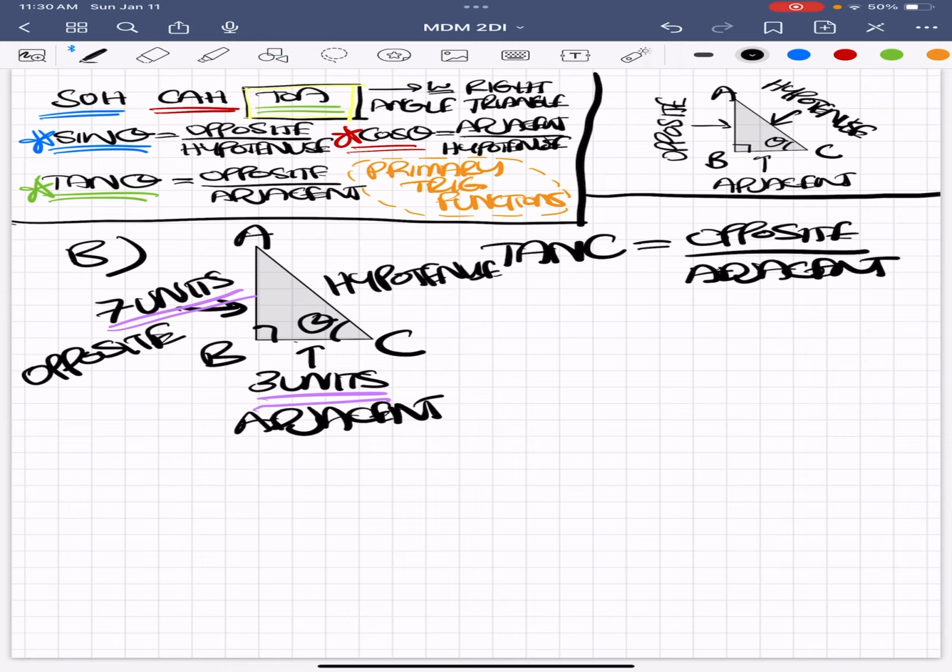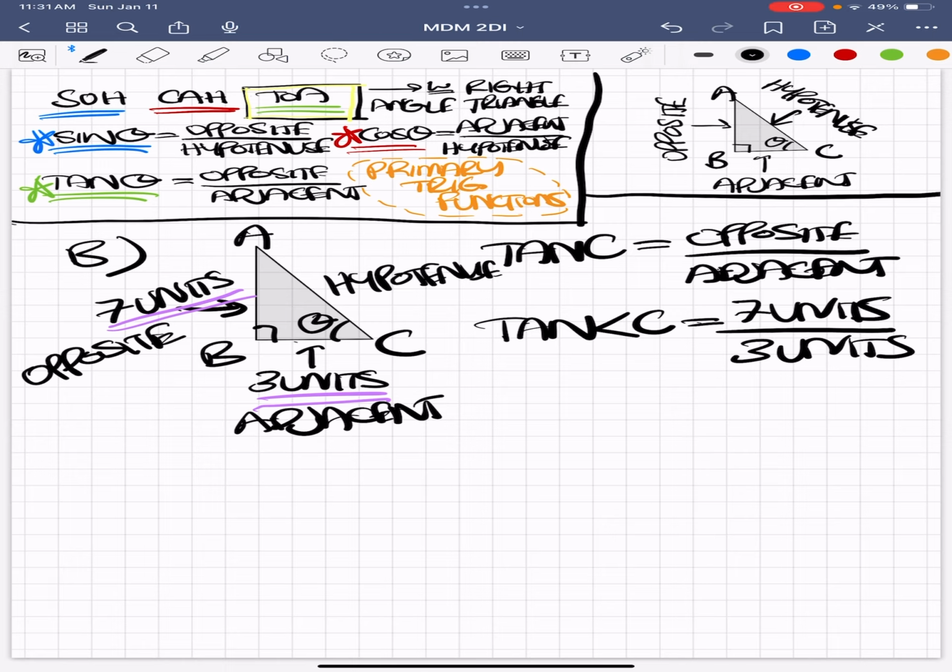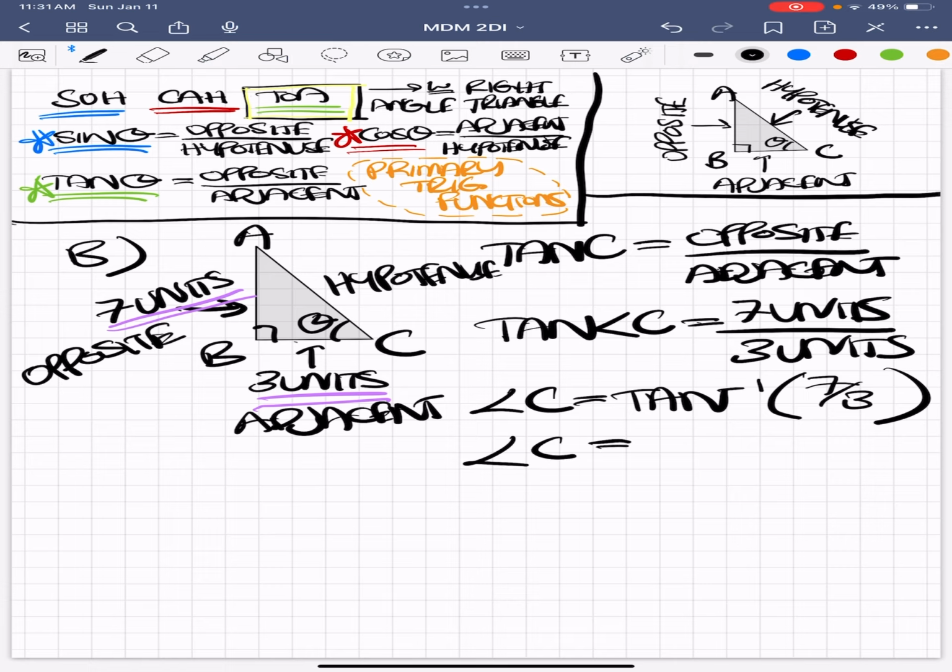That's our formula. Then we'll go tan angle C. We're going to input the values of opposite over adjacent. So we have 7 units over 3 units. And then we have angle C. We're going to take the inverse of the tan function, and we'll go 7 over 3. And then angle C will be 66.80 degrees. If we're rounding to the nearest degree, it would be 67 degrees.